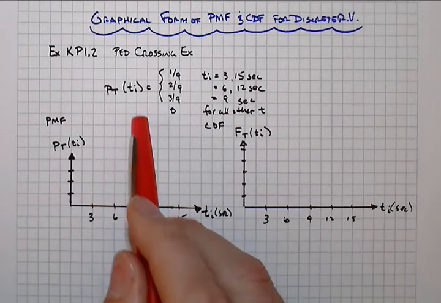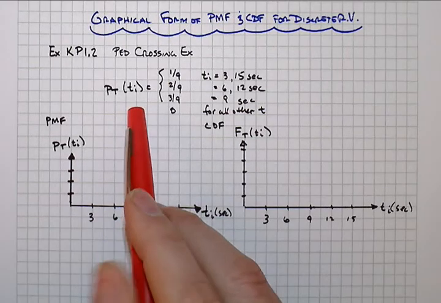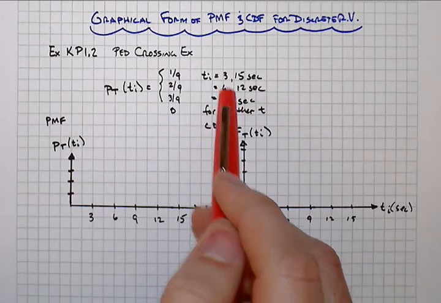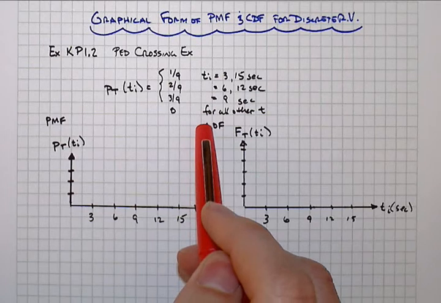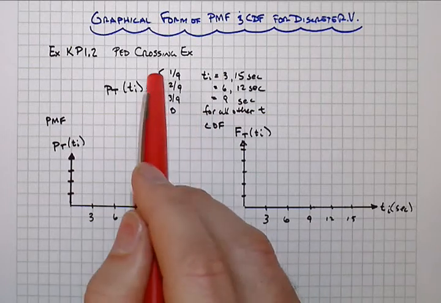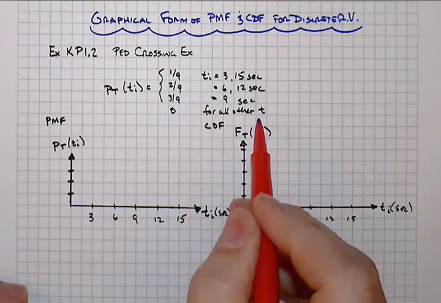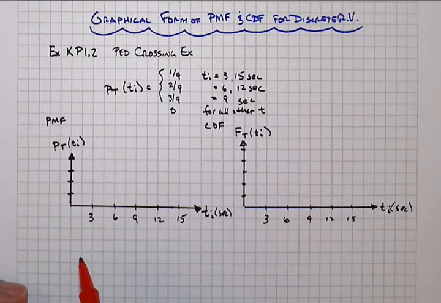What we had looked at before with the pedestrian crossing example was a probability mass function where, for our 5 different possible outcomes, we had the probability masses of 1/9, 2/9, and 3/9, and then 0 for all the other time values, whether those be real numbers or outside of the 3, 6, 9, 12, and 15.